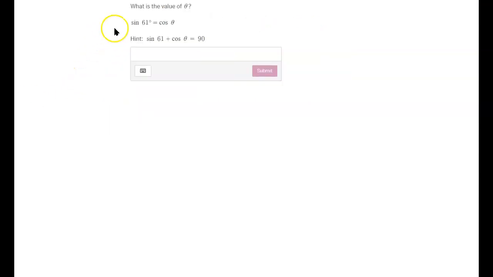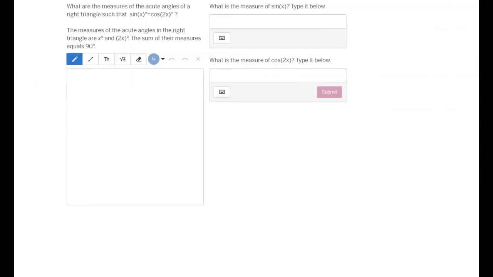Now, we know that if sine is 61 degrees, cosine theta is going to be what? Well, let's set it up. The value of theta is going to be 90 minus 61. Therefore, cosine theta is equal to 29. Let's go ahead and do another one.